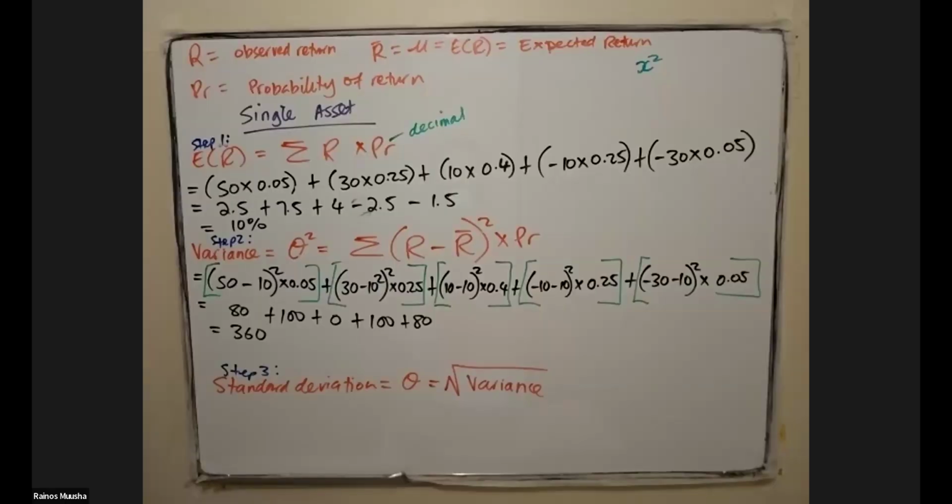Are we getting the same amount of 360? Are we coming all right? Any questions? Anyone lost?